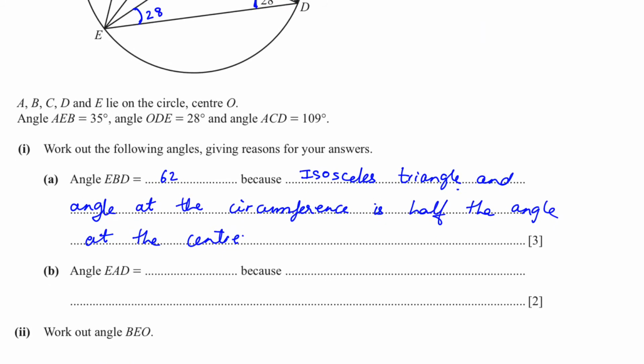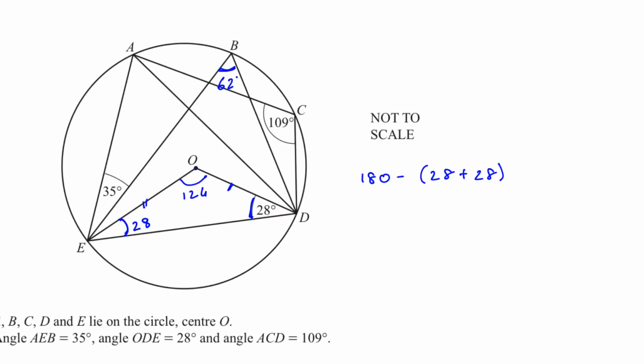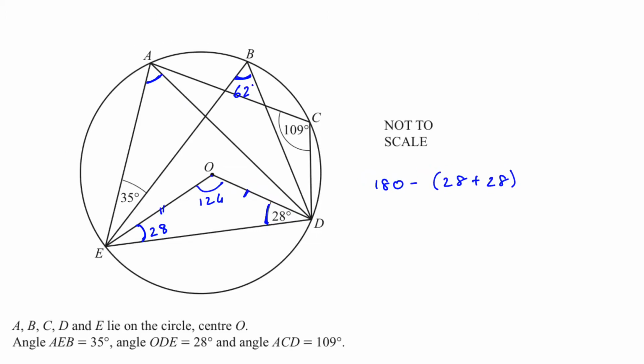The next angle they want is EAD. So EAD, they want this angle here. So angle EAD is also going to be 62. The reason being angles in same segment are equal. See, this angle here is starting from this point E and D, and so is the angle EAD. Therefore, angles in the same segment are equal is your reason. Or you can also use angle at the center is twice the angle at the circumference rule also.